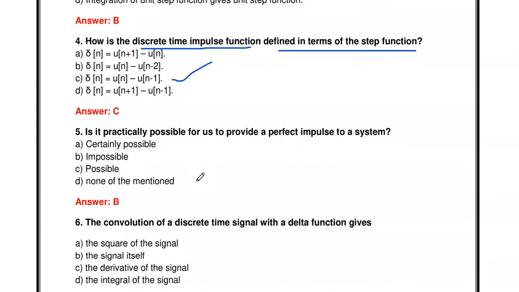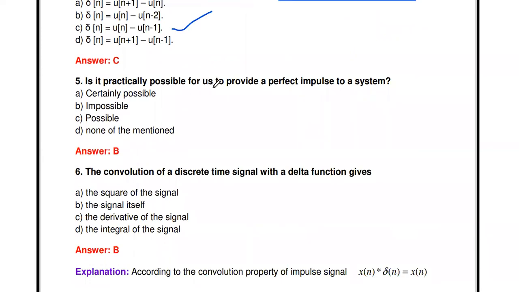Okay. Then next one, is it practically possible for us to provide a perfect impulse to a system? So the impulse function, you see, at time n equal to 0, the signal has constant amplitude 1. For the remaining time, the signal does not have any amplitude. This is called an impulse. So is it practically possible to provide this perfect impulse to a system? It is impossible. Practically this impulse signal cannot be generated in a perfect manner.